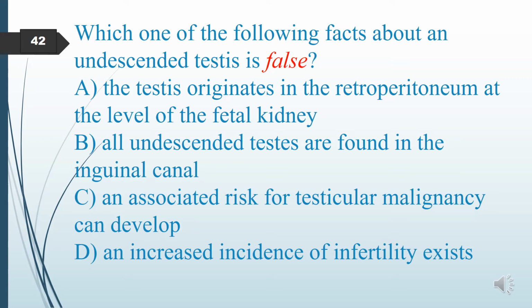Which one of the following facts about an undescended testis is false? A. The testis originates in the retroperitoneum at the level of the fetal kidney. B. All undescended testes are found in the inguinal canal. C. An associated risk for testicular malignancy can develop. D. An increased incidence of infertility exists. The answer is B. All undescended testes are found in the inguinal canal.